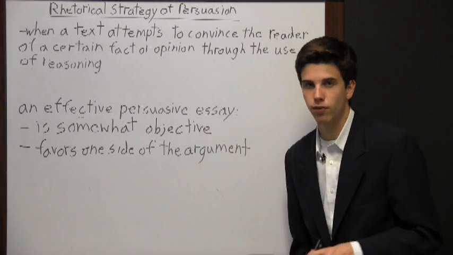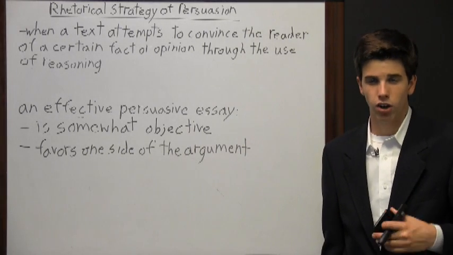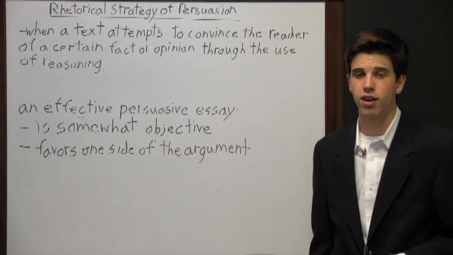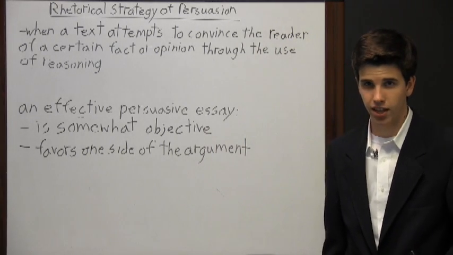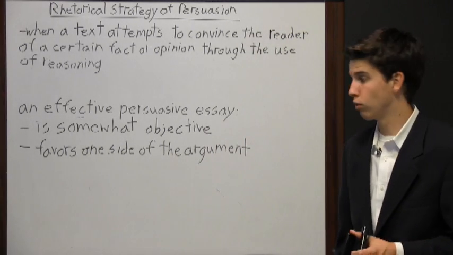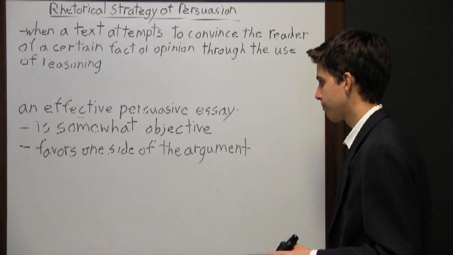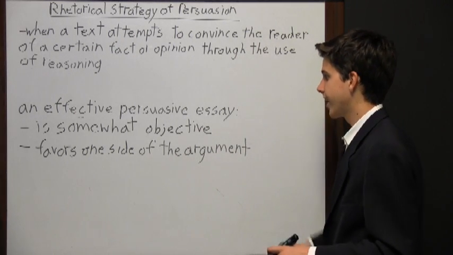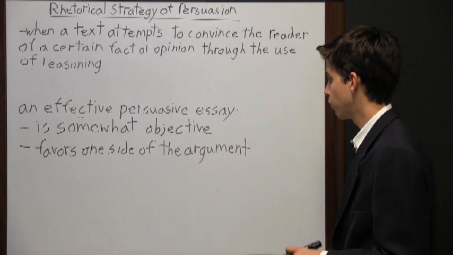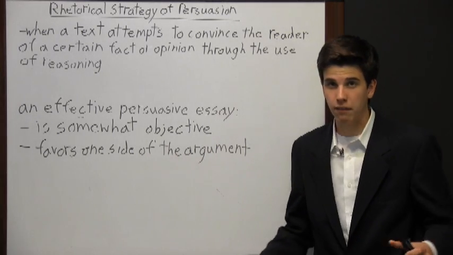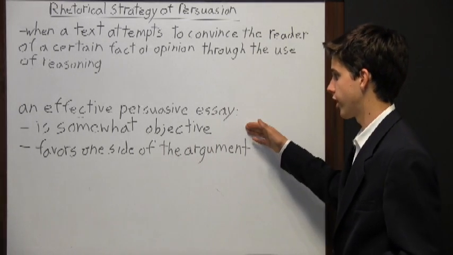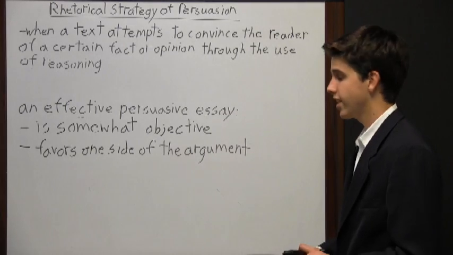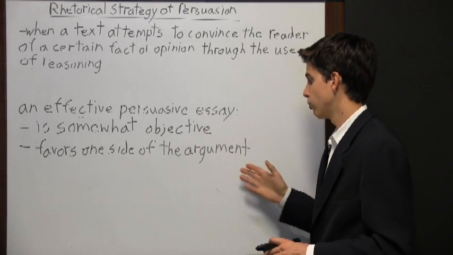The essay can't be overly weighted to one side. The reader needs to feel that the writer weighed both sides of the argument and that they're giving facts from both sides of the argument. Now, in order to be a persuasive essay, however, the essay cannot be totally objective. It has to favor one side of the argument. Now, an informational essay could be totally objective, but in order to be a persuasive essay, the writer does need to favor one side of the argument.